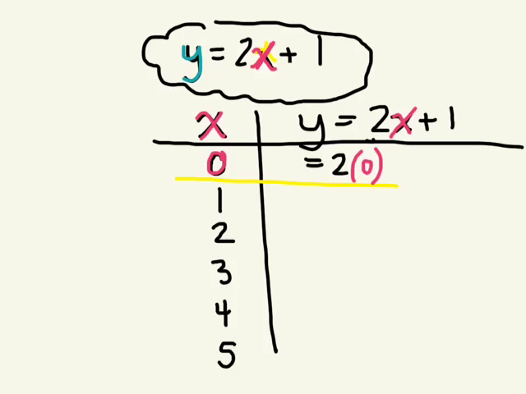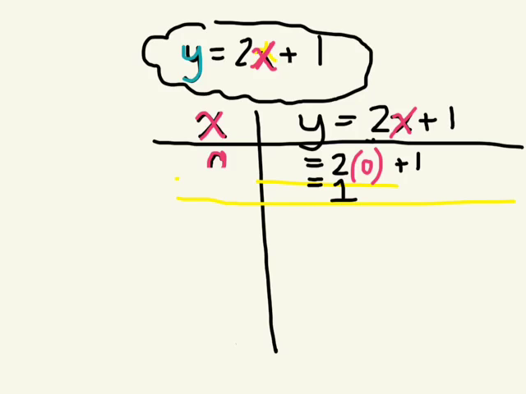2 times 0 plus 1. And what's 2 times 0? 2 times 0 is 0. Plus 1 is 1. Good. Let me just erase this because we're running out of room here. If X is equal to 0, we just did the first one. If X is equal to 0, we know that Y has to be equal to 1.